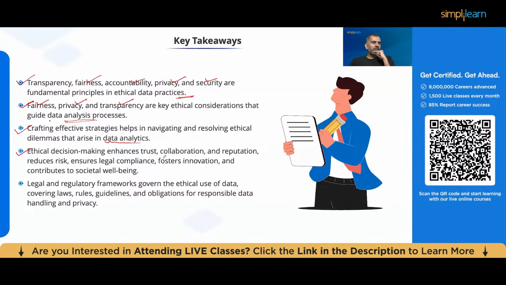Ethical decision making enhances trust, collaboration, and reputation, reduces risk, ensures legal compliance, fosters innovation, and contributes to social well-being. So if any organization follows ethical data practices, and the decision making is all ethical, not like Cambridge Analytica or the material table use case, can we say that will help build trust among users, help build the reputation of the organization, help ensure all kinds of legal compliance, and even foster innovation, and all these things will happen.